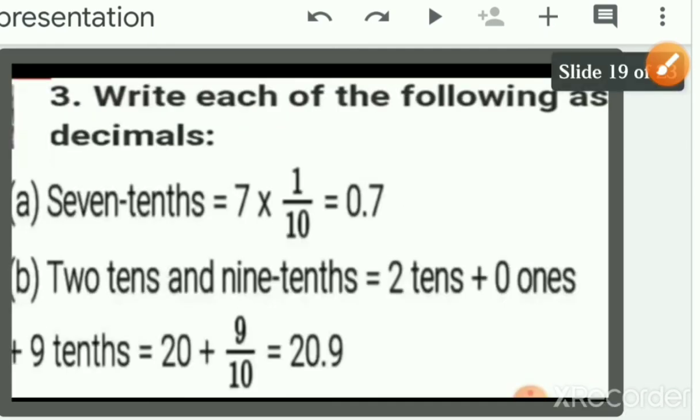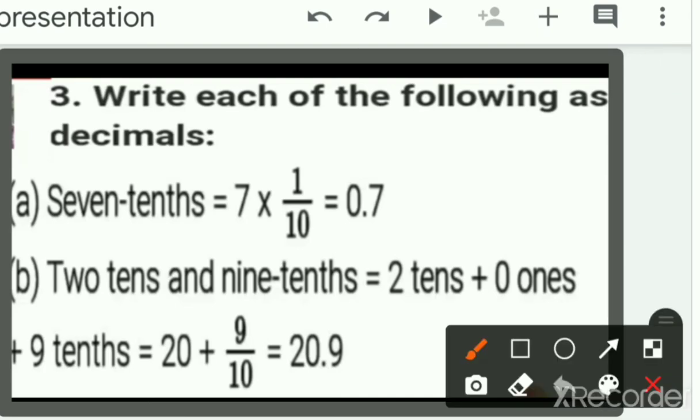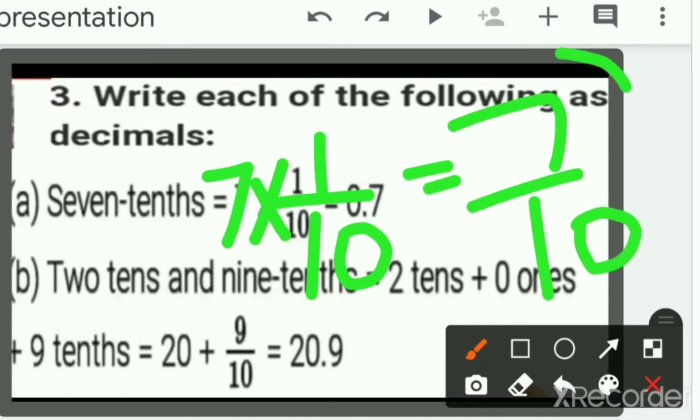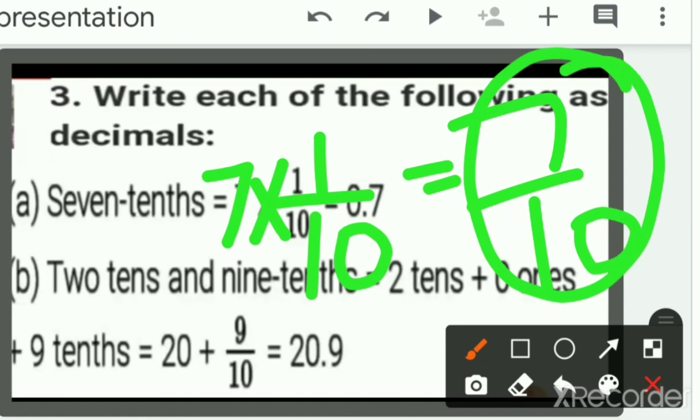Now we have question number 3. Write each of the following as decimals. First one we have 7 tenths. It means it is 1/10. This is the number after the decimal point. So we have 7 and it is getting multiplied with 1/10. So we have 7/10. When we divide both the numbers, we will get 0.7.